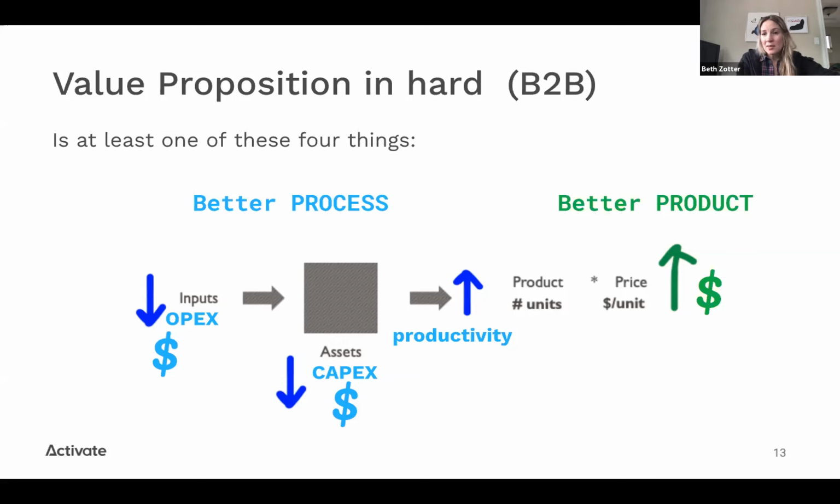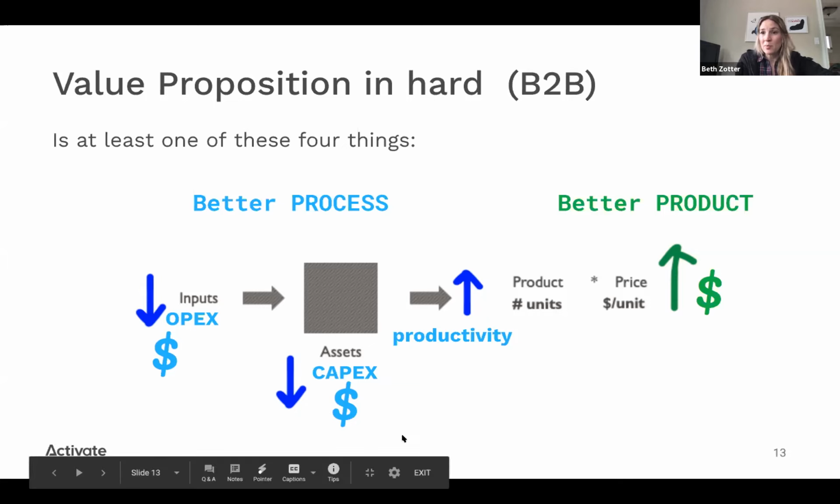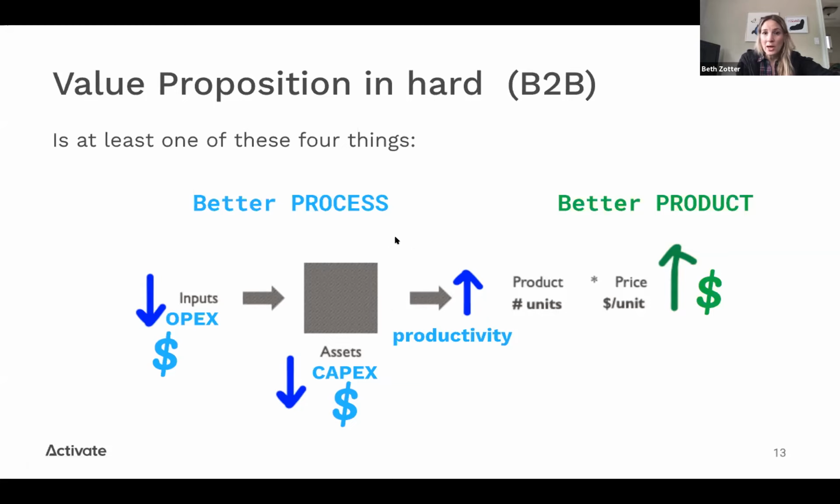I'll just say that if you're selling into, for example, a membrane that's going into some chemicals production process, you might need to make a cost model of their production process to understand how your membrane or component actually fits into their process. And I'll talk about that a little bit later.